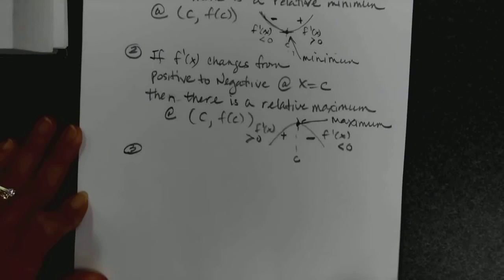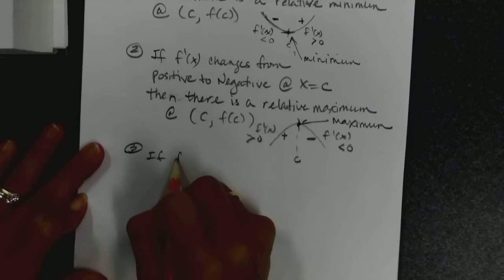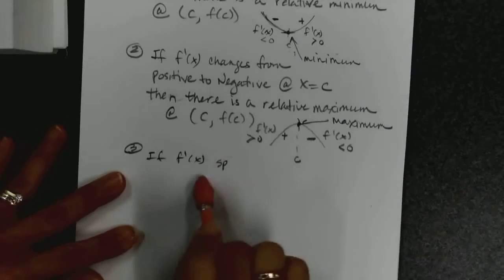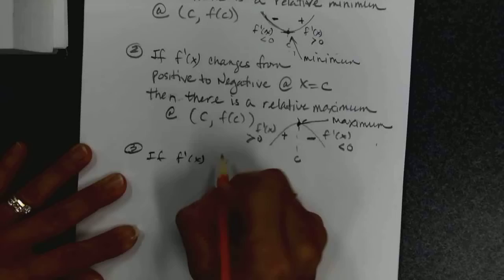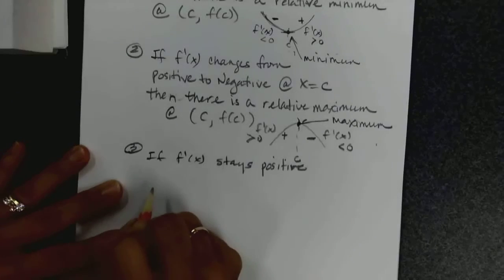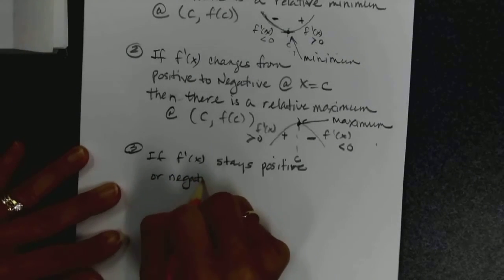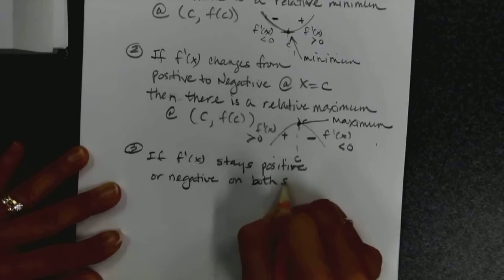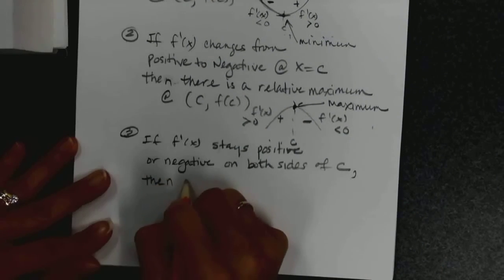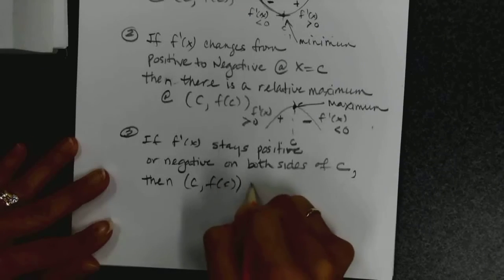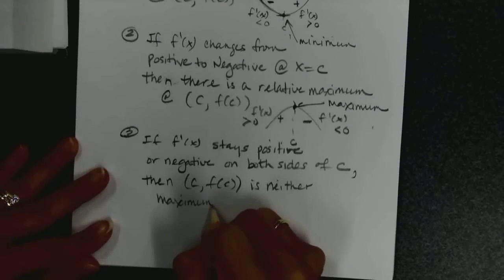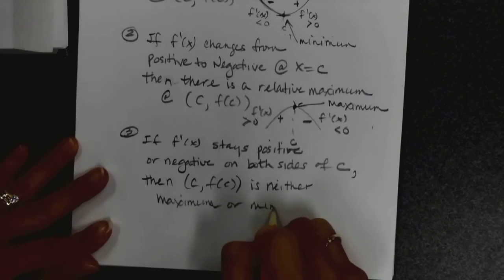And the third one is that if f prime of x stays positive or negative on both sides of c, then c comma f of c is neither a maximum or a minimum.